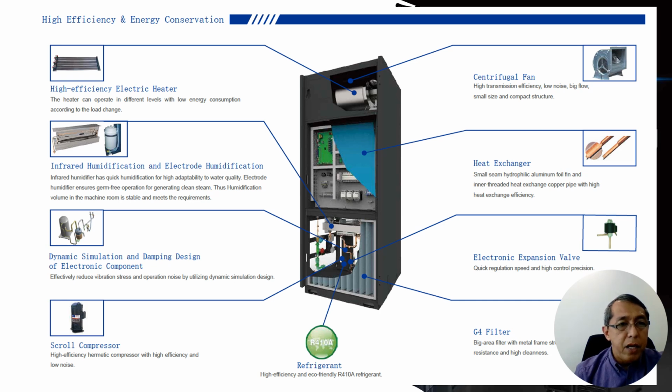For the dynamic simulation and damping design of electronic components, it effectively reduces vibration, stress, and operation noise by utilizing dynamic simulation design. It uses a scroll compressor or high efficiency hermetic compressor with high efficiency and low noise. It also has a centrifugal fan, meaning it can provide better static pressure for ducted operation, with high transmission efficiency, low noise, large flow, small size, and compact structure.